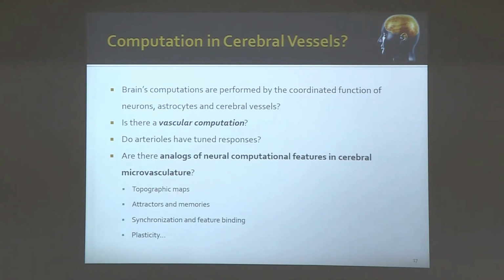So are there topographic maps in the microvascular bed? Can you find orientation maps? Can you find direction sensitivity maps and color maps and so on and so forth? Will you find attractors? Because vessels are dynamic. We think of them as a dumb bunch of pipes, but they are very dynamic. There are oscillations, there are rich dynamics, right?